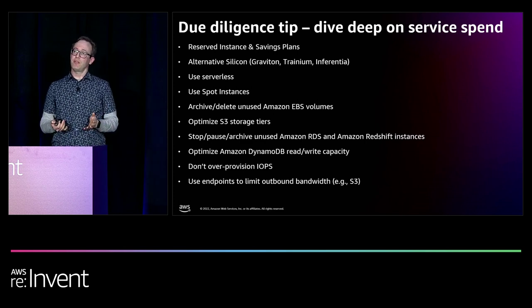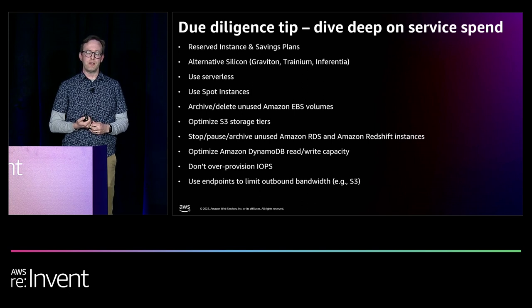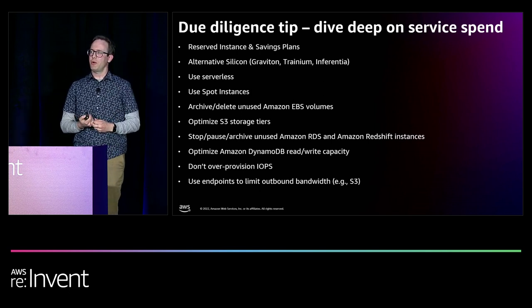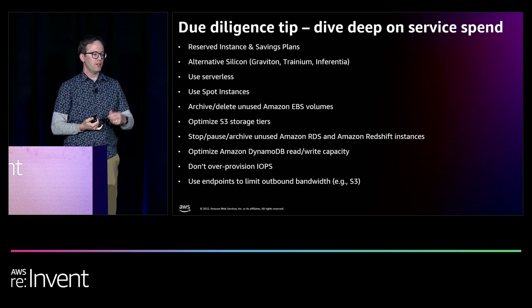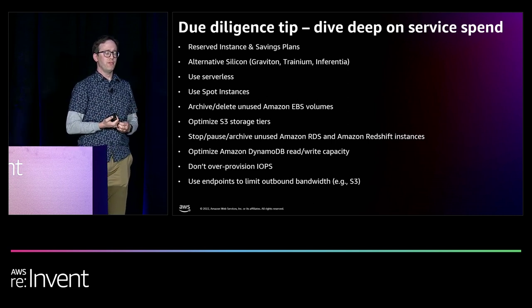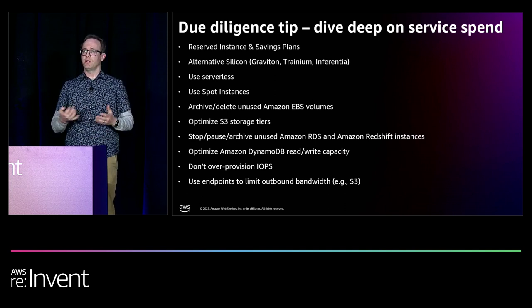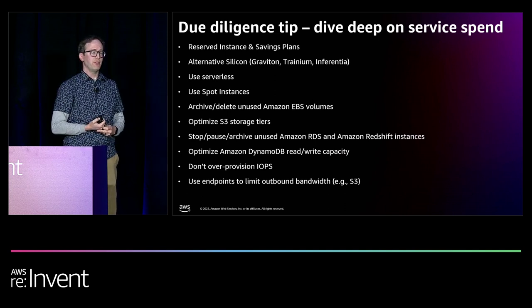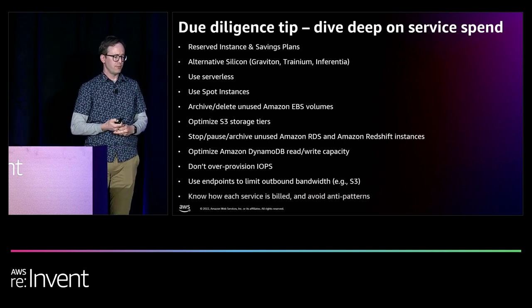Make sure you're using endpoints. A common example here: if you're making API queries to S3 and you're not using an endpoint, you're making that query over an internet connection, and you're going to incur a bandwidth charge for doing that. But if you use an endpoint, you'll be able to leverage services like S3 without incurring those outgoing bandwidth charges. And that applies to a number of other services as well, as does using things like PrivateLink to connect to other accounts. For example, you might buy an API or a service on the marketplace, and you can use PrivateLink to access that without going out over the internet and incurring those additional bandwidth charges.